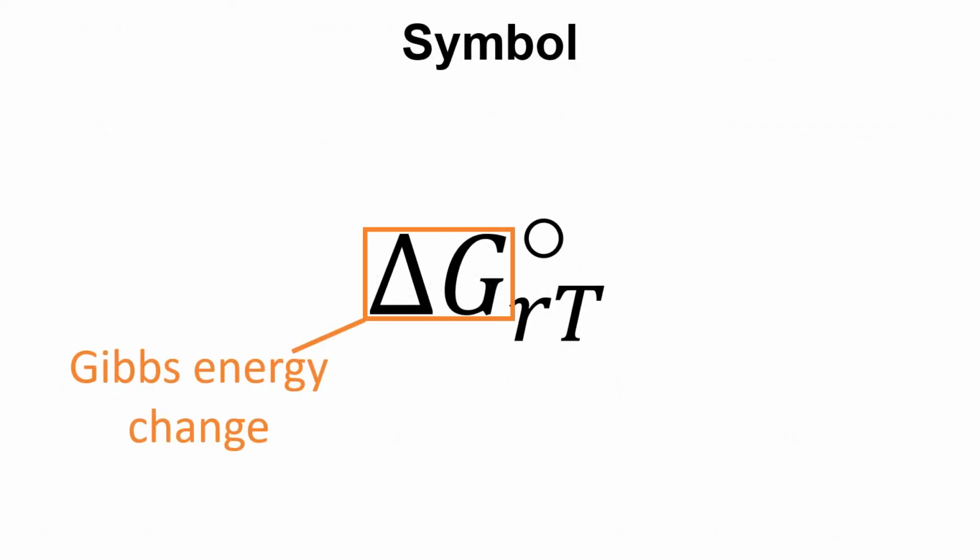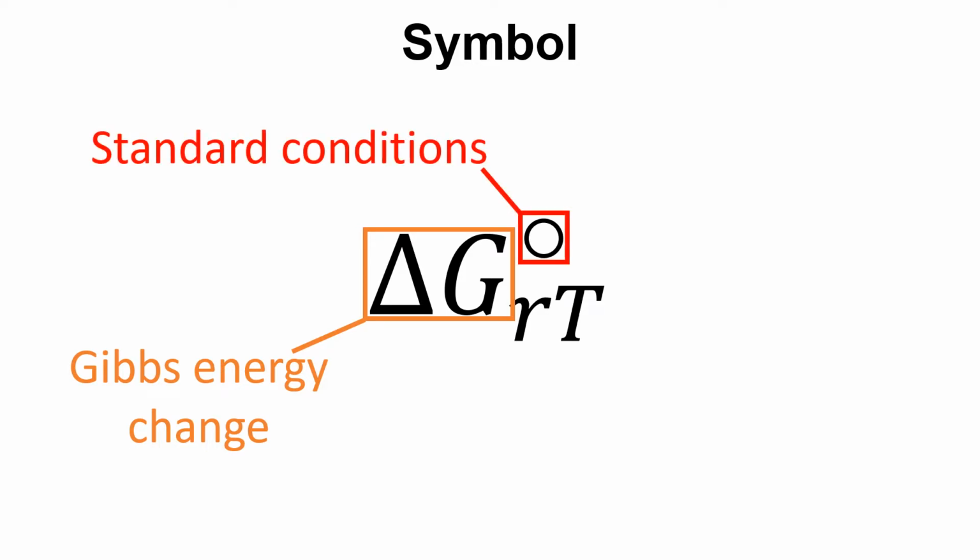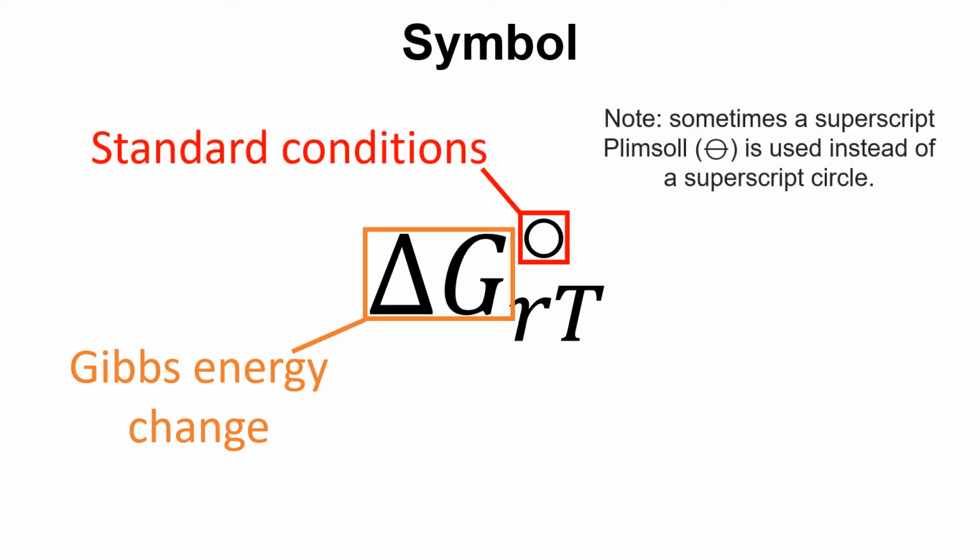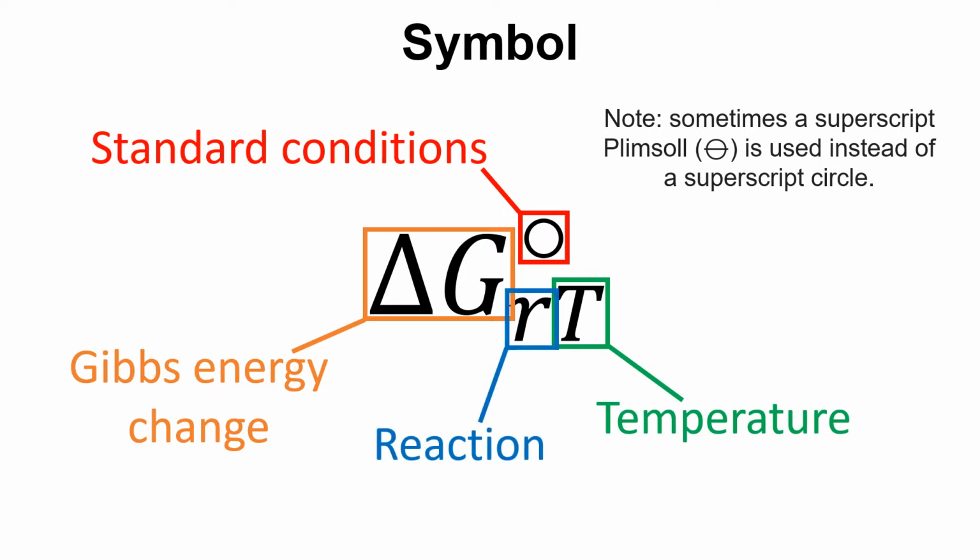In terms of the symbol, we have a delta G that represents the Gibbs energy change, a superscript circle for standard conditions, although sometimes a superscript plimsoll is used, subscript T for the temperature at which the reaction is occurring, and a subscript R to denote that this is for a reaction.